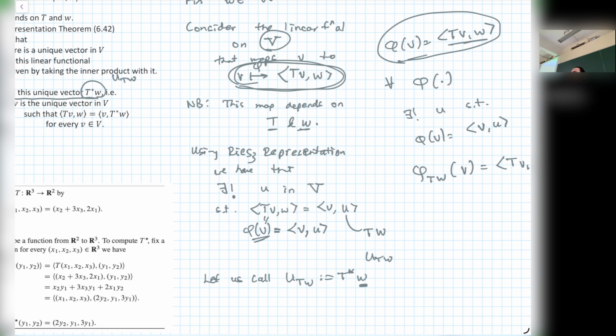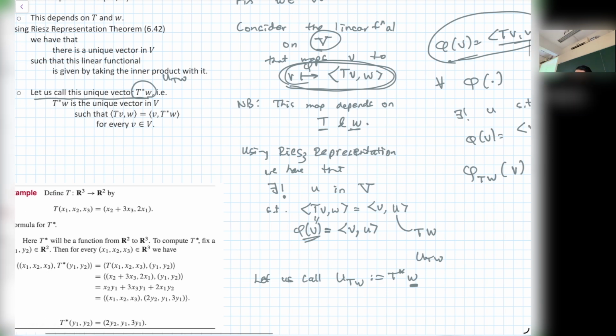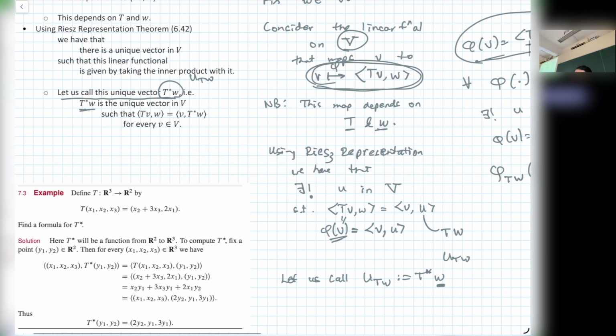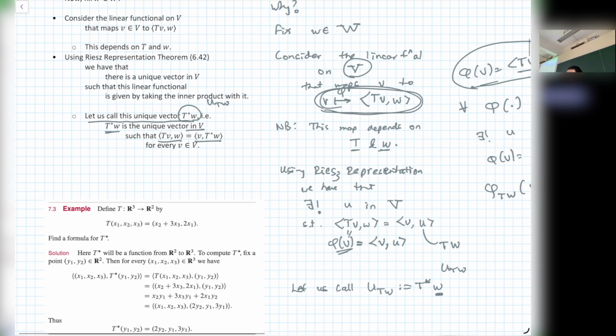Correct? You can do that. That is not a problem. So T star W is the unique vector in V such that TV equals V T star W. So it's all hinging on the fact that there existed some U, and because there is some U, you can write it as T star W. This is why the definition makes sense. It's a distillation of ideas from a long, long time, so that's why it looks very dense to us, but it turns out to be very useful. Any questions about the definition and why it makes sense?